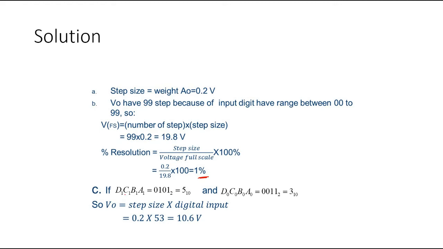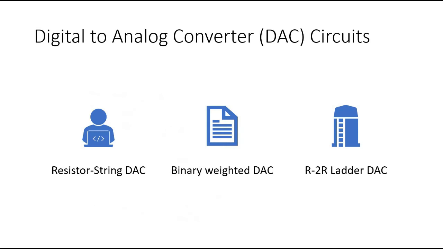Okay, and then for the output voltage V out, if D1, C1, B1, A1 is 0101, equal to 5, and D0, C0, B0, A0 is 0011, which is 3, the digital input is 53. 0.2 multiplied by 53, we get 10.6 volts. Okay, that is BCD.